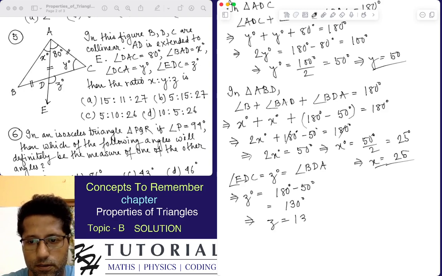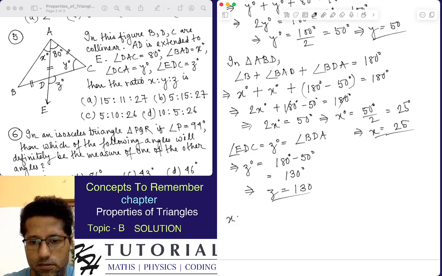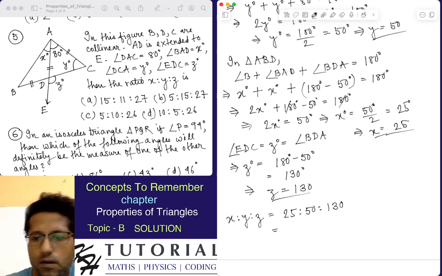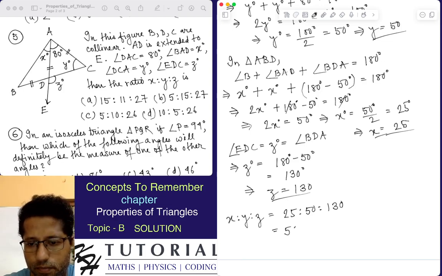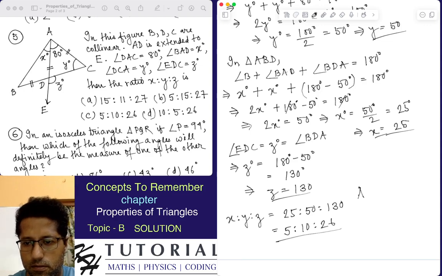So z equals 130. Now we have to see what the ratio is. X is to y is to z is 25 is to 50 is to 130. If you simplify this ratio, let's say divide all the terms by 5, we have 5 is to 10 is to 26. So 5 is to 10 is to 26 is the ratio. So the answer is choice C.